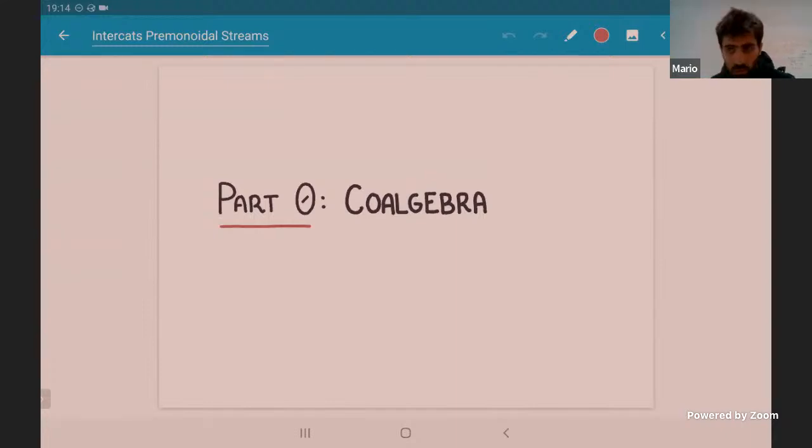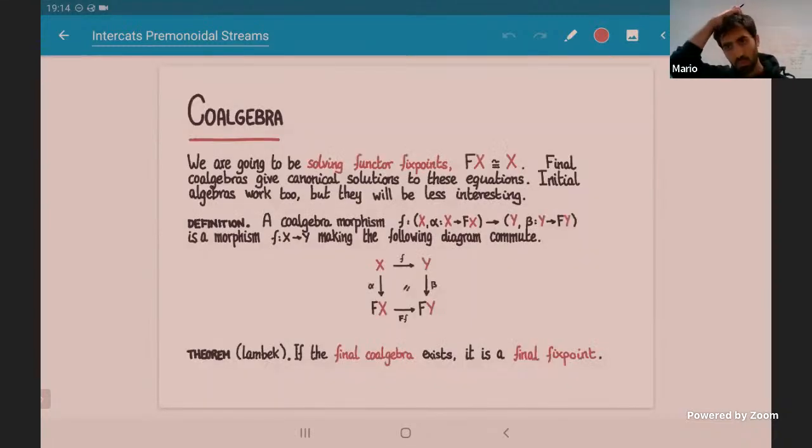Okay, so I'm going to go pretty quickly over the coalgebra background that we're going to use, because I'm sure you probably know most of it. But the idea is that when we want to solve functor fixed points, so equations like this, what we want to find is the final coalgebra of this functor F. Why? Because by Lambek's theorem, we know that if a final coalgebra exists, then it's going to be the final fixed point. So coalgebras are things like this. Morphisms of coalgebras are commuting squares like this. And when this morphism of the coalgebra is an isomorphism, we say it's a fixed point. And then by Lambek's theorem, we know that the final coalgebra is a fixed point. So that's a way of finding fixed points.